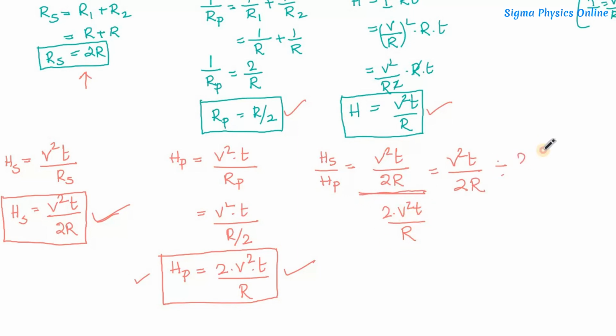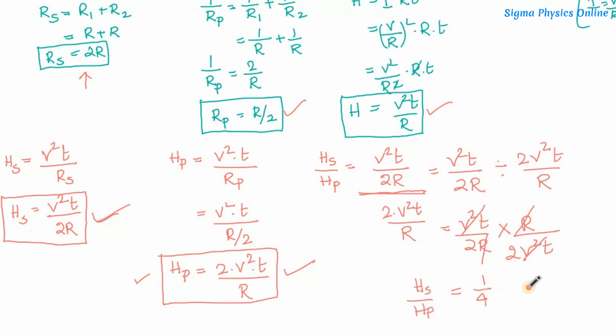So I write here divided by 2V square T by R, which is V square T by 2R multiplied by the reciprocal of this value, which is R by 2V square T. R cancels, V square T cancels, so it's 2 into 2, that is 4. So Hs by Hp is 1 by 4, or Hs is to Hp is 1 is to 4. So the ratio of heat produced when the resistors are connected in series to that when they are connected in parallel is 1 is to 4.